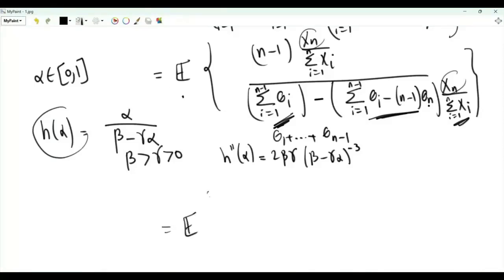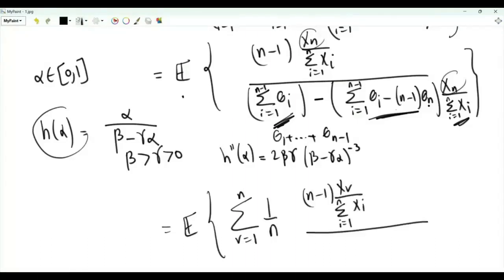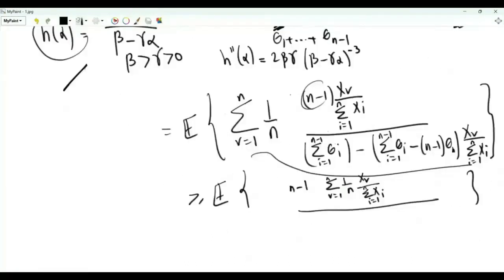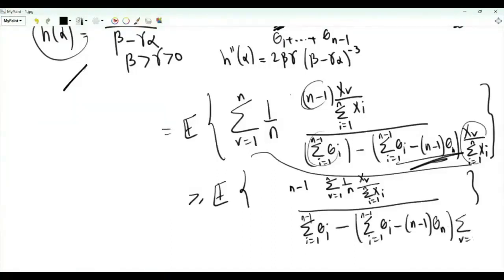So I can rewrite the expectation as summation v from 1 to n, 1 over n, (n-1)xv over the sum divided by the same denominator with xn replaced by xv. The function is convex. What we have inside the expectation can be lower bounded by function h itself applied to the convex combination of the x's. n-1 is just a constant. Then we have summation v from 1 to n, 1 over n, xv over the sum of the x's divided by this constant minus that one. This part is replaced by the convex combination.